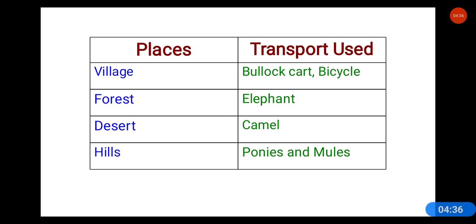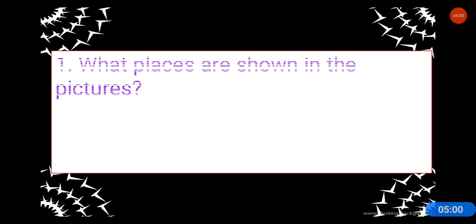First picture is a village and we use a bullock cart as transport or a bicycle, right? And the second picture is a picture of a forest. We use an elephant as transport. Third picture is a desert. We use a camel as transport. Fourth is hills. We use ponies or mules as transport.